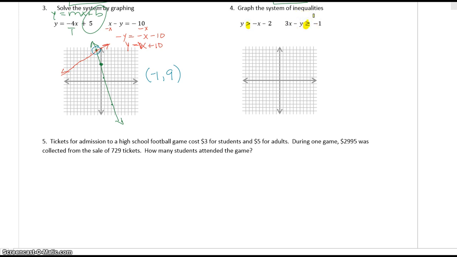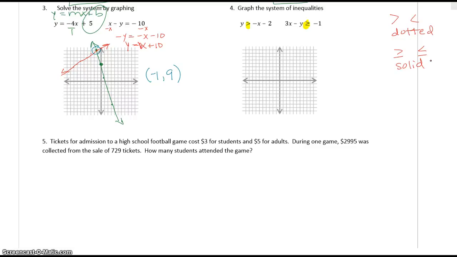You are still going to graph them on the same coordinate plane, but remember that if it has a greater than sign or a less than sign, it is going to be a dotted line. If it's greater than or equal to, less than or equal to, it's going to be a solid line. And you must shade, and you're looking for the overlapped shading. Any point that lies in the overlapped shading is going to be a solution to the system of inequalities.